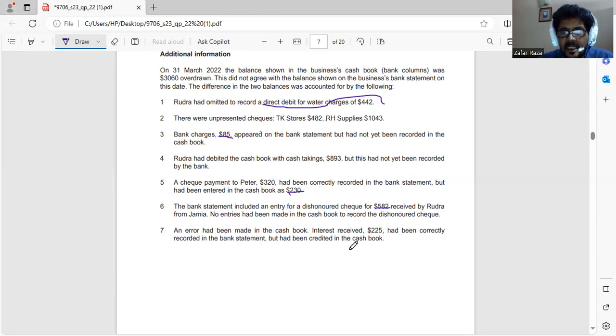An error had been made in the cash book. Interest received of 225 had been correctly recorded in the bank statement but had been credited in the cash book. So we have to rectify this also. These are the items we need to report in our revised cash book. So, direct debits for water charges 442.